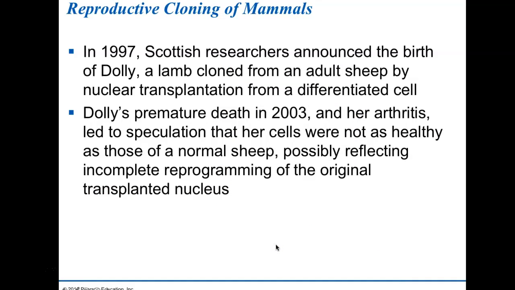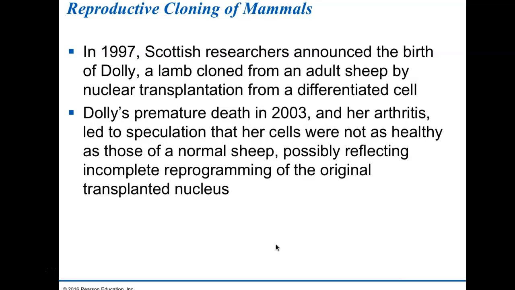However, there has been reproductive cloning of mammals, like Dolly the sheep. In 1997, Scottish researchers announced the birth of Dolly, a lamb that was cloned from an adult sheep, which is crazy. They took one of the mammary cells of this adult sheep, took its nucleus out, put it into an egg, and then did in vitro fertilization into a sheep, and then Dolly grew inside the uterus of a sheep and was born in 1997.